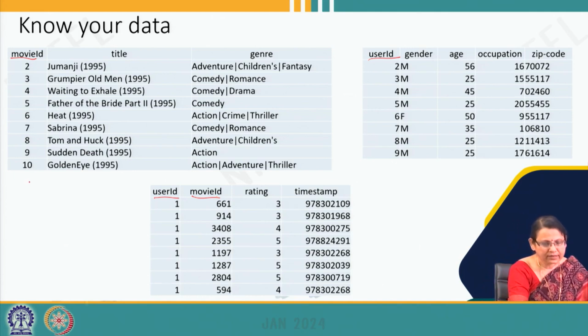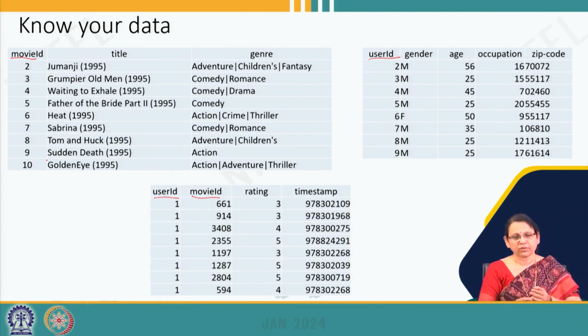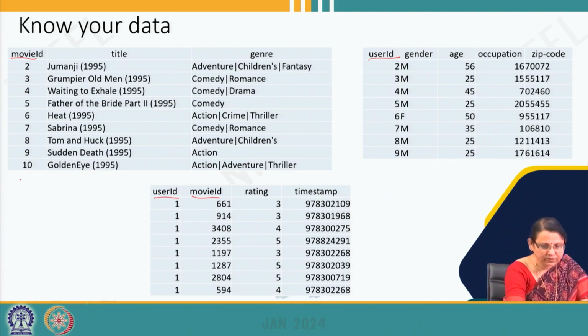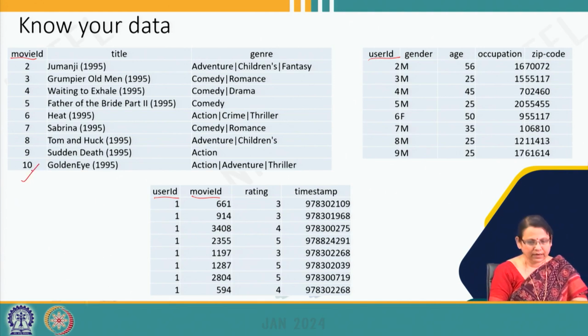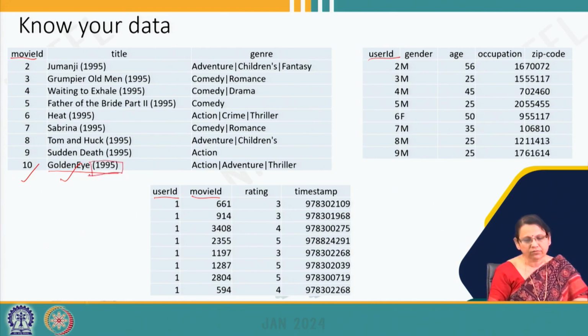Look, movie ID is, of course, we studied about 4 types of rating scales: nominal, ordinal, interval and ratio. So, obviously this is nominal. This is also nominal because this is a name. But if you look at this, in this data there are 2 parts: the name of the movie and the year of release. So, when we have to process this data, we probably have to separate these 2.